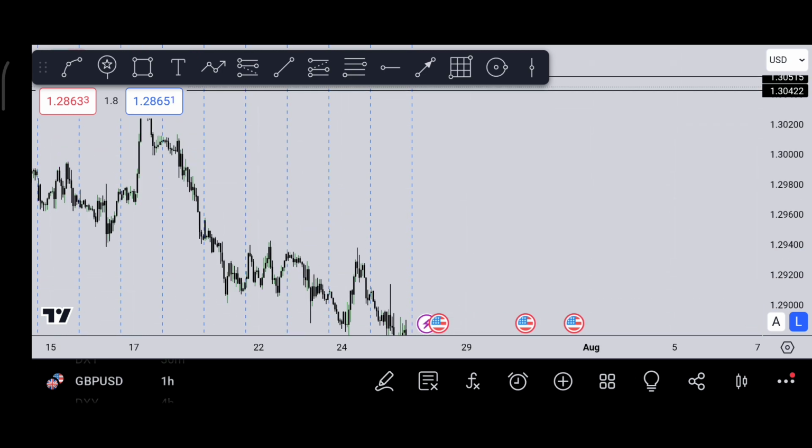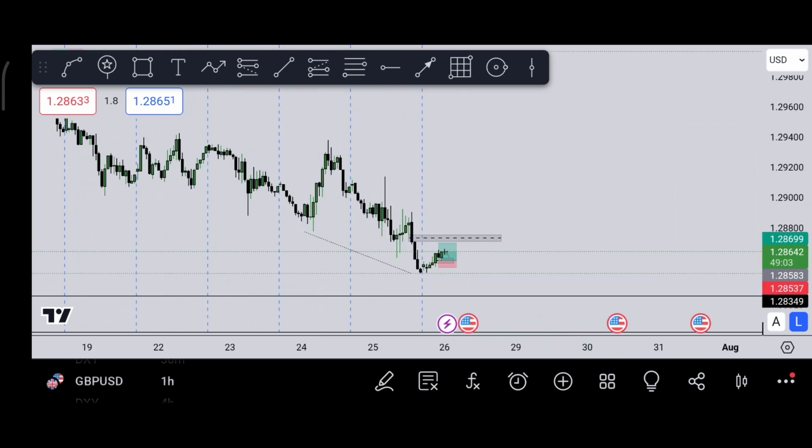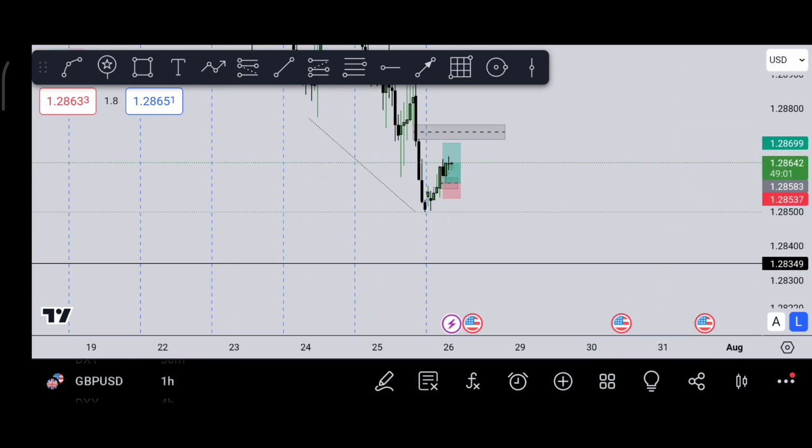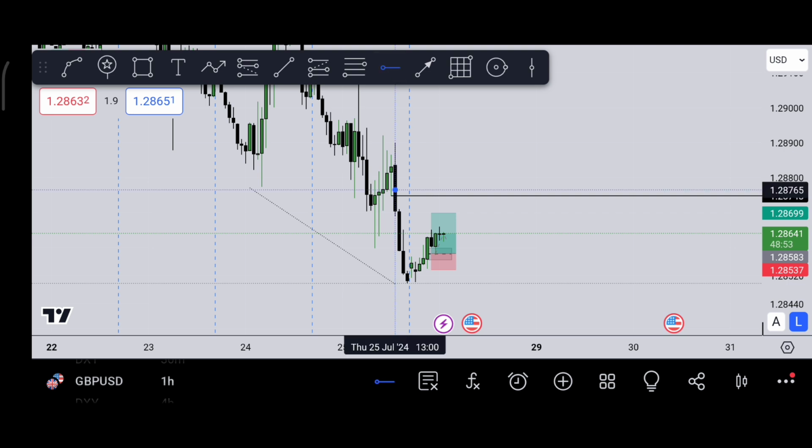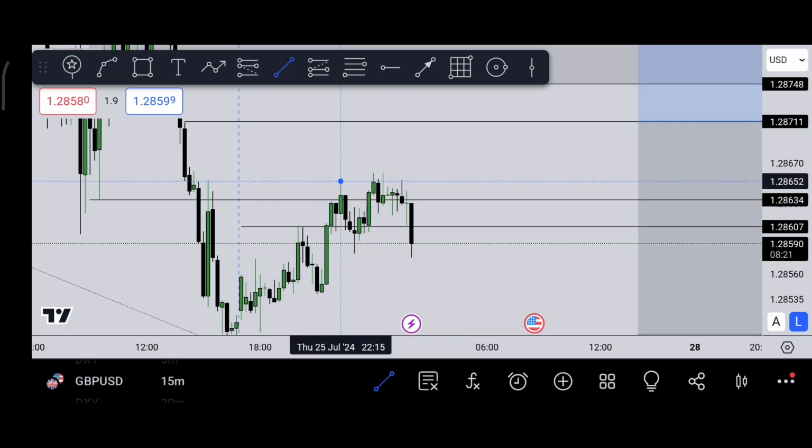So this is pretty much how I take my confirmation entry, because normally when I send this to my Telegram channel, I always ask them to wait for confirmation entry to go in. When I see a confirmation or a reversal signal, I always wait for lower time frame entries. So this is pretty much how I will show you now.